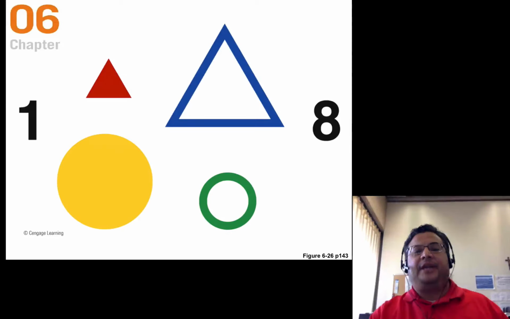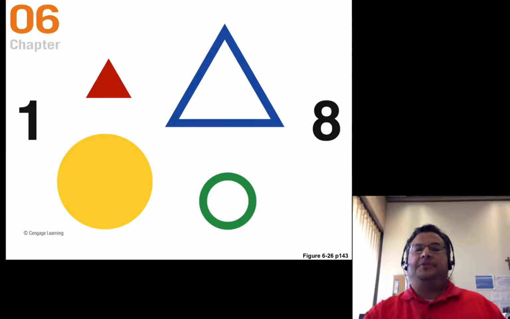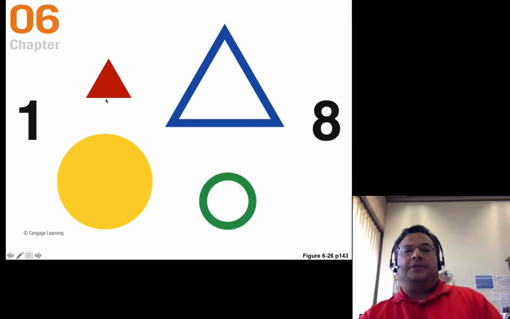Right, so you had this flashed at you really super quick, for just a fifth of a second. And then your task was to say what the numbers and the shapes were at the four locations. Now notice these shapes have different features. They vary along three dimensions.